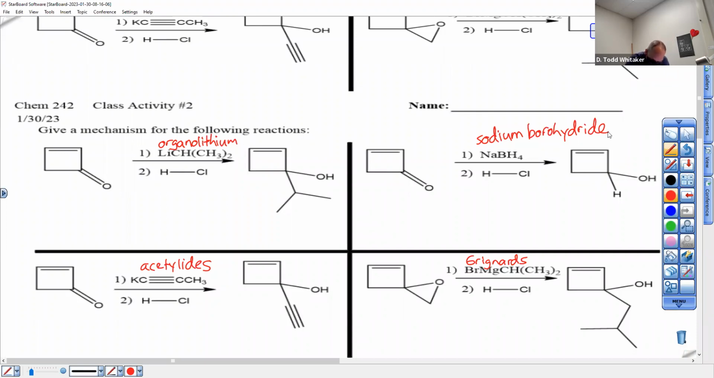Organolithiums and Grignards, you always do the same thing first. You cross off the spectator, put the lone pair on the nucleophile, and make sure you identify the charge. It's an anion. Same thing here, except the spectator has two things in it. BrMg is plus. So the carbon with the lone pair is minus.